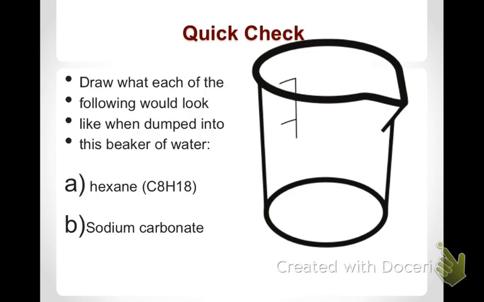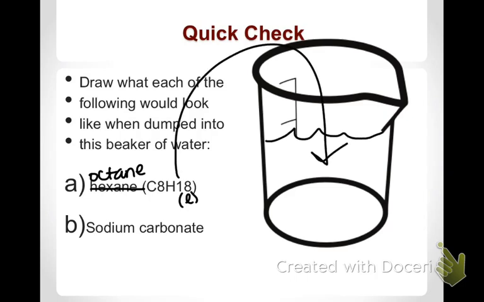Okay, so if I were to do hexane, or what it should be, which is octane, C8H18. This is actually a liquid at room temperature. Well, octane is completely nonpolar. So is it ionic? No. Is it polar? No. And that's because the bonds are all between carbon and hydrogen, which have a small difference in electronegativity, so it's not polar. So this octane is going to have no change whatsoever.